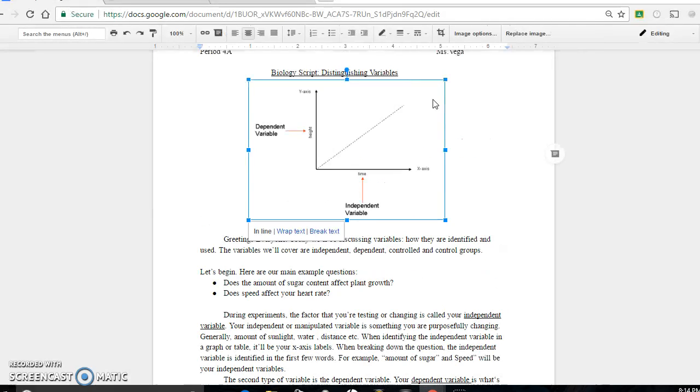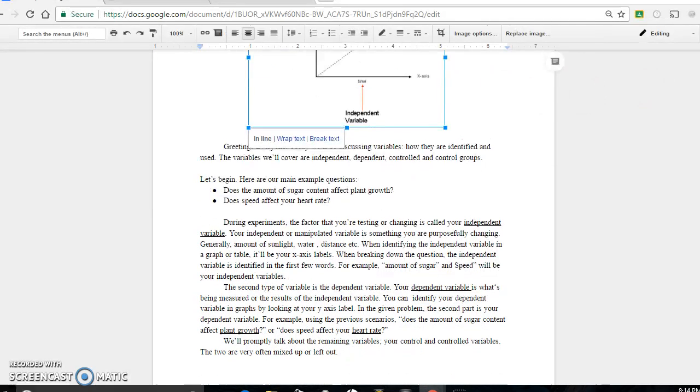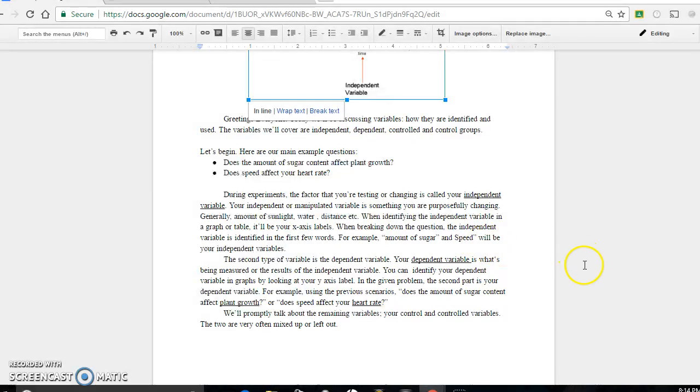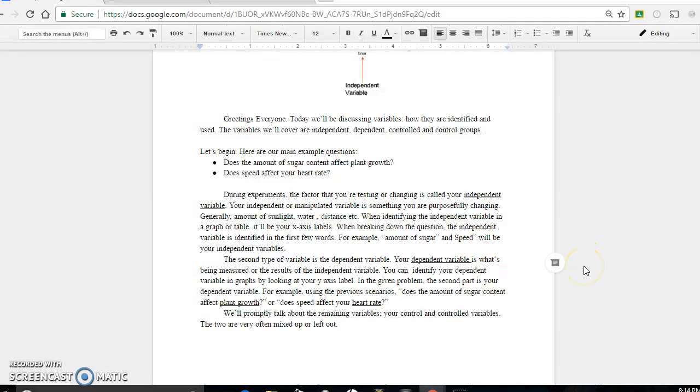So when breaking down your question, your independent variable would be the first part of your problem. So the first one would be the amount of sugar. Your amount of sugar would be your independent variable, because in trial 1 you could have 30 grams of sugar. In trial 2 you could have 15, and so on. So in your second problem, speed will be your independent variable, because you can go faster or slower depending on which you're testing.